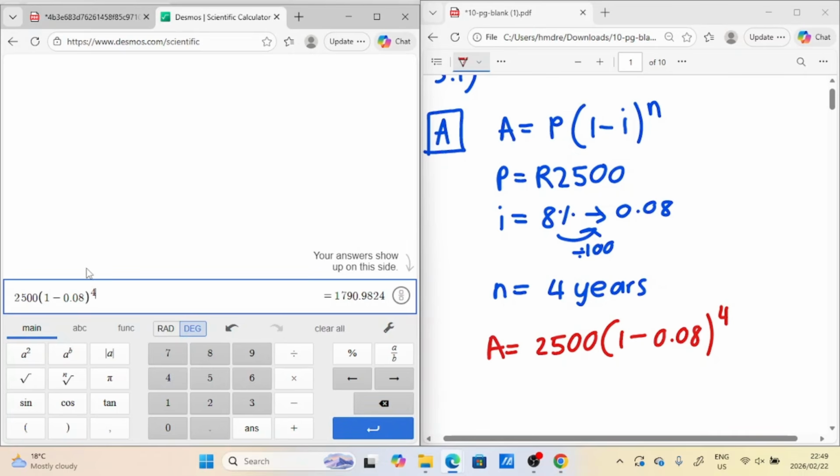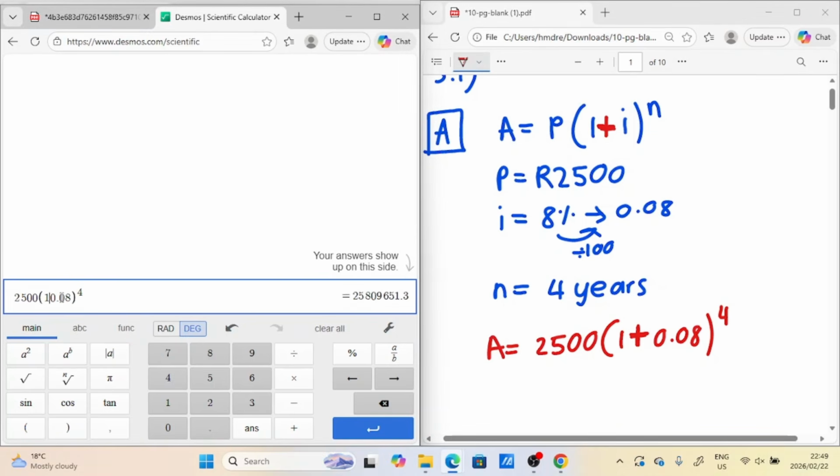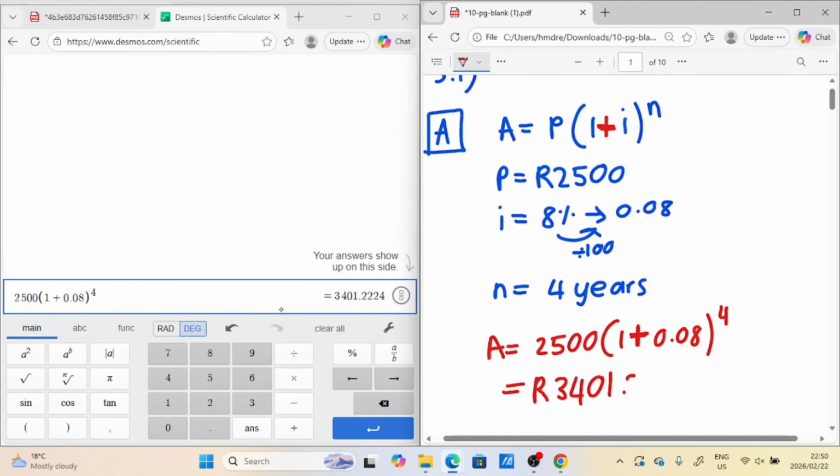Okay, sorry, we should not be subtracting here. This one we are adding interest, so just be careful. That's a good one to check. This one you are earning interest, so you're going to be adding on here rather. Sorry about that. So we should be adding on here. We are earning interest. So this one, our final amount is going to be 3,401.22. Okay, so that's option A.